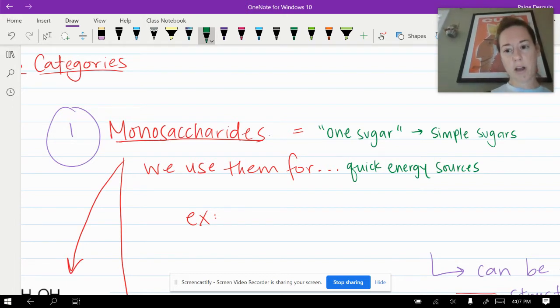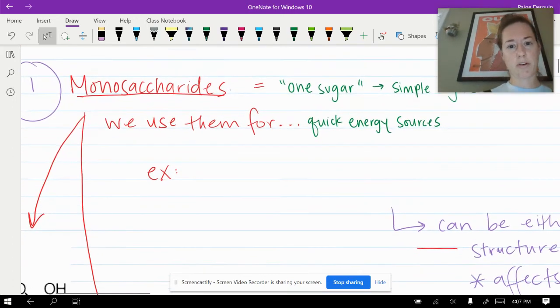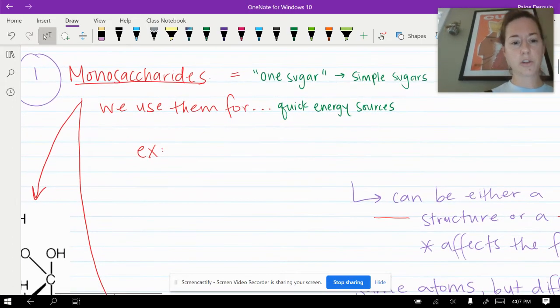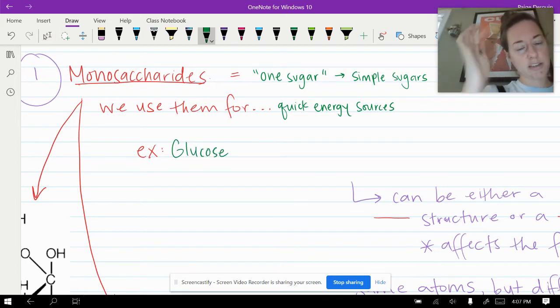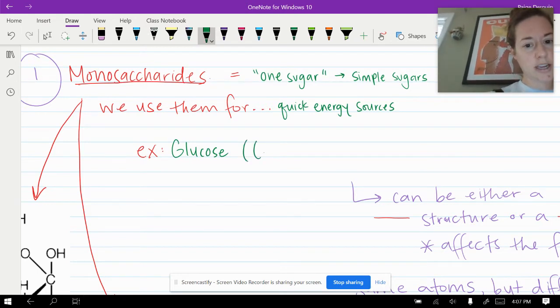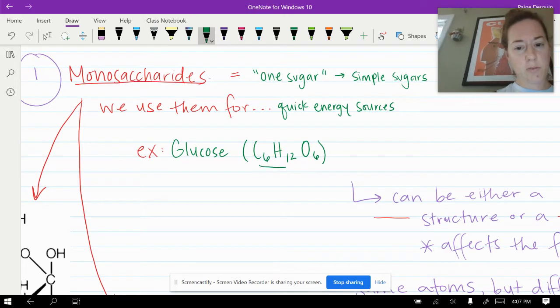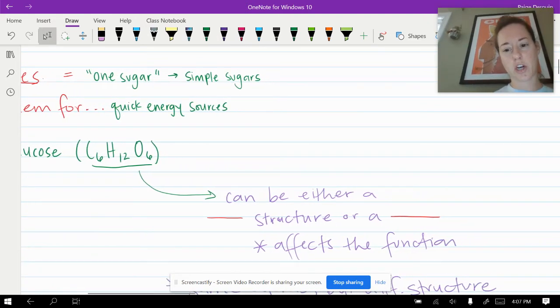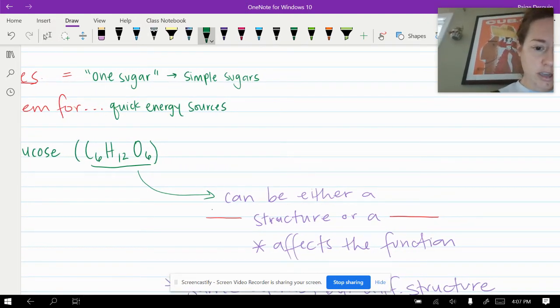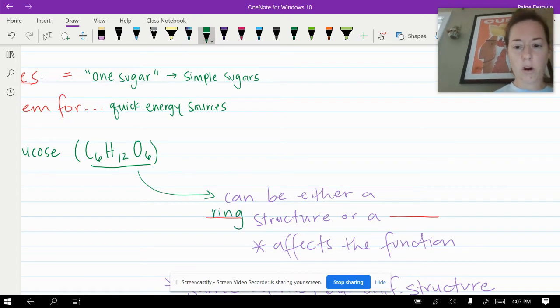The example of this, the main one that we're going to care about in this class for the whole entire year, is glucose. Glucose is a monosaccharide whose formula is C6, 6 carbons, H12, 12 hydrogens, O6, 6 oxygens. What's interesting about glucose is that it can either be a ring structure or a linear structure. So I'm going to put this here, ring or a line.